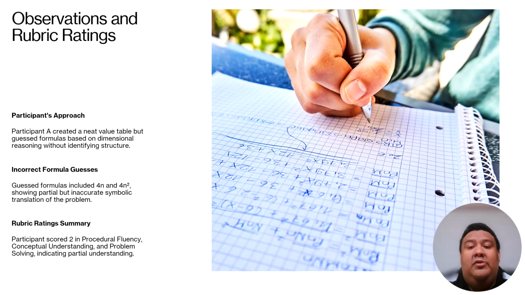According to the rubric, I scored participant A with procedural fluency of 2, conceptual understanding of 2, and problem solving a score of 2. These ratings reflect partial understanding and some correct procedures, but inaccurate translation to symbolic form.